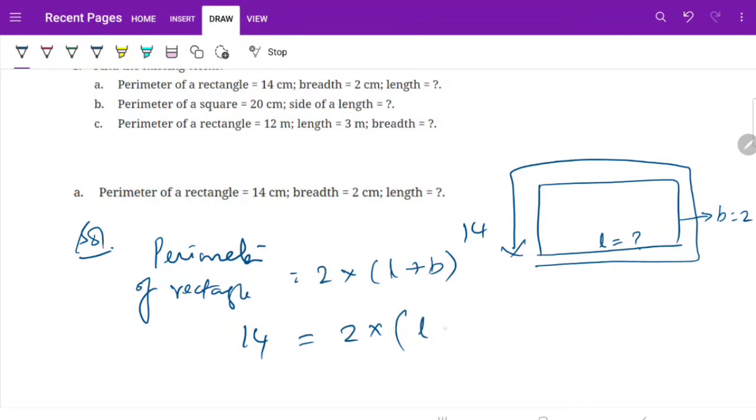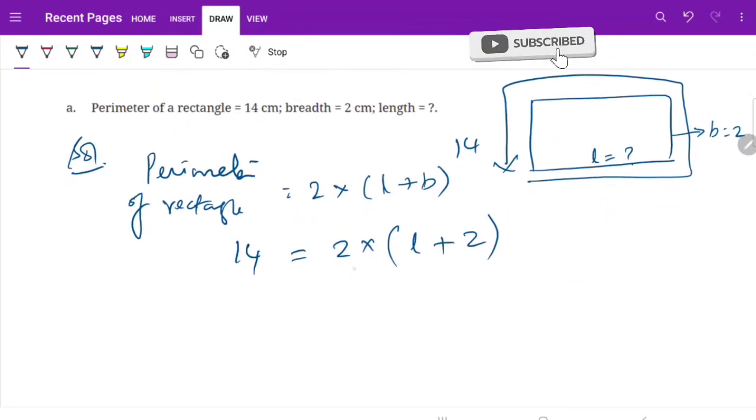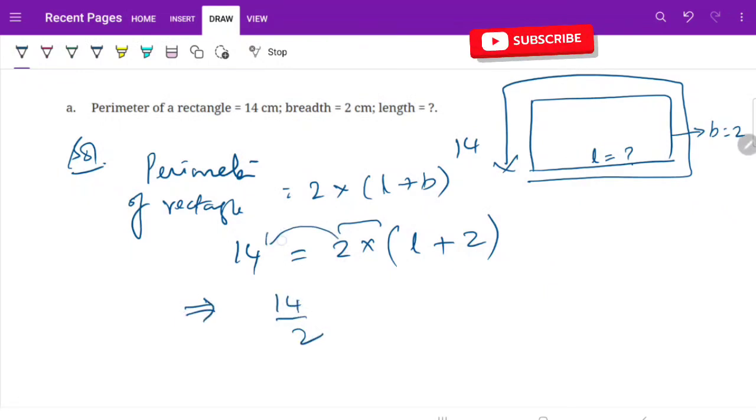L is not given to us, so we need to find it, plus breadth, which is how much? 2, right? So here we need to do some calculation. If we take this 2 to the left side, that is LHS, left hand side, it will be in the denominator position. So we can write this as 14 by 2. That means when we move this 2 to the other side, because it is in the multiplication relation, it will go to the denominator.